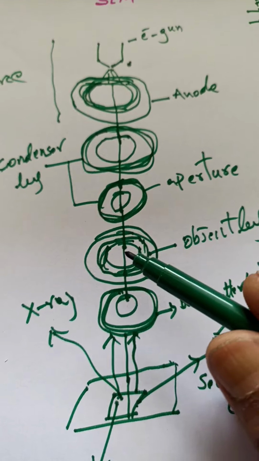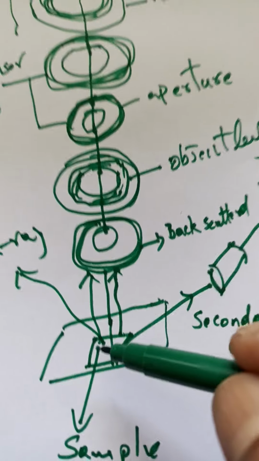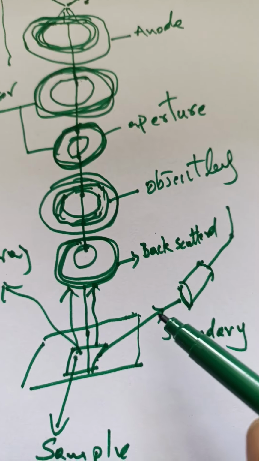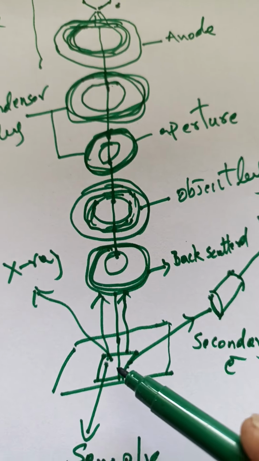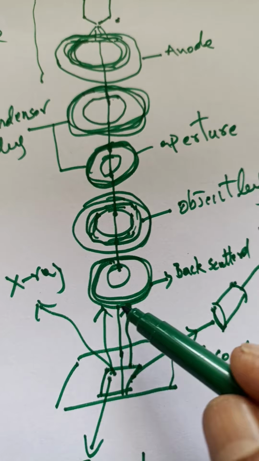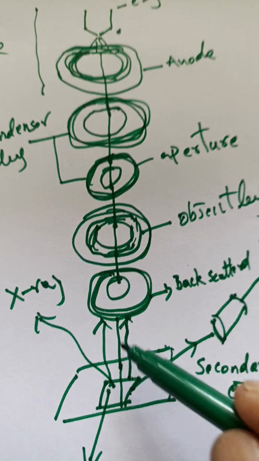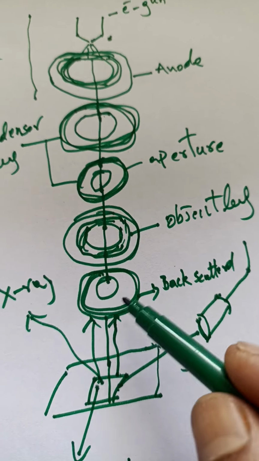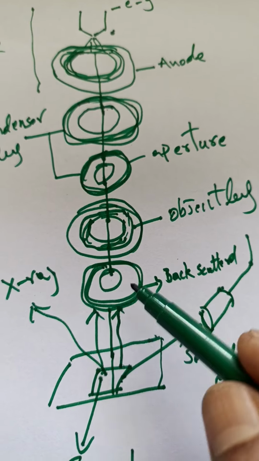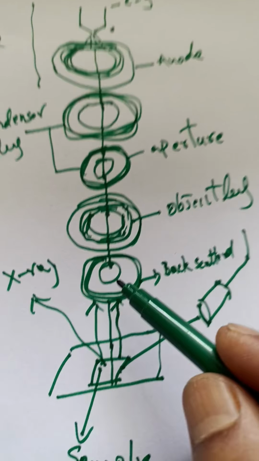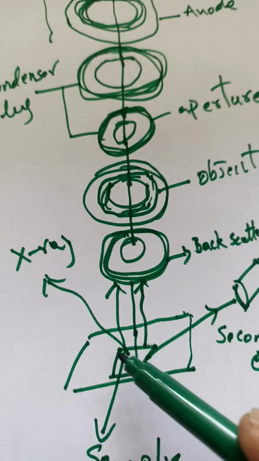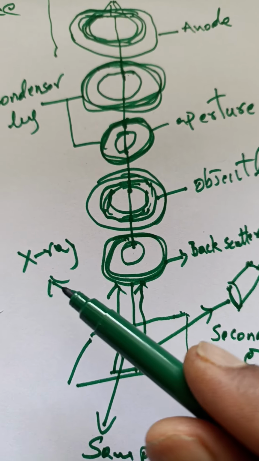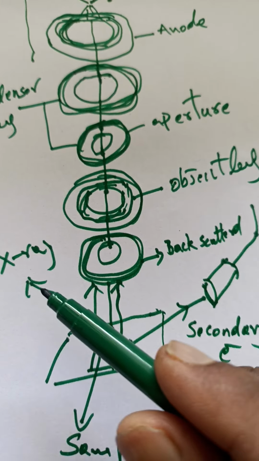When the electron beam interacts with the sample, it can generate X-rays, secondary electrons, Auger electrons, and also backscattered electrons. These backscattered electrons will be detected by the backscatter detector. The X-rays are generated when the electron beam interacts with the sample, and we can detect them with the X-ray detector.